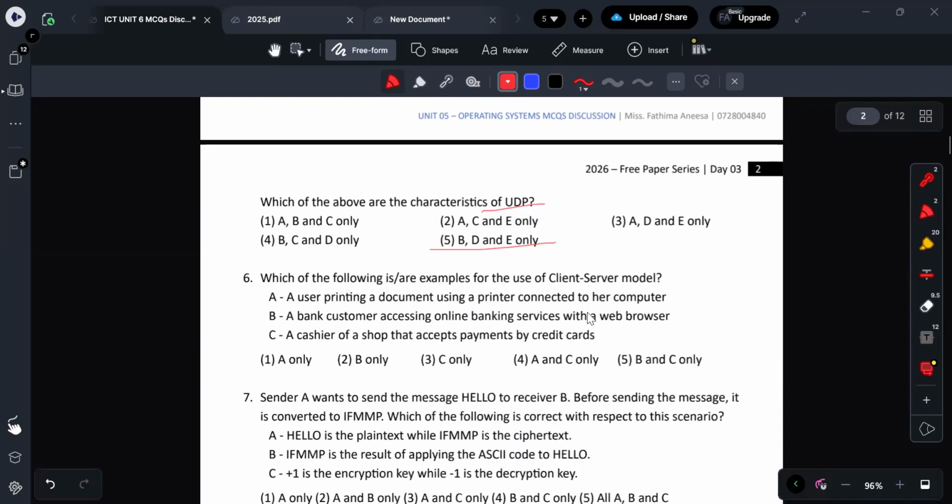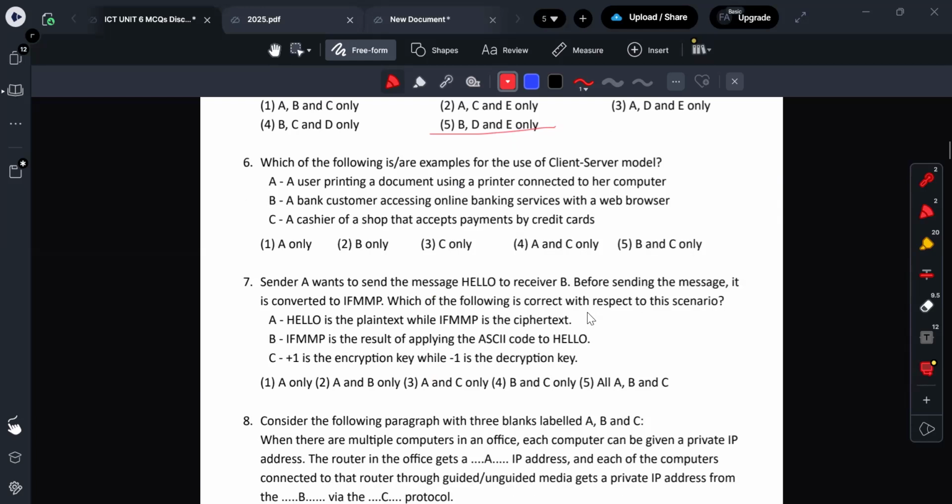Okay. Which of the following are examples for use of the client-server model? A, a user printing a document using a printer connected to her computer. Is this an example for the use of the client-server model? Who can get it correct? Let's see.